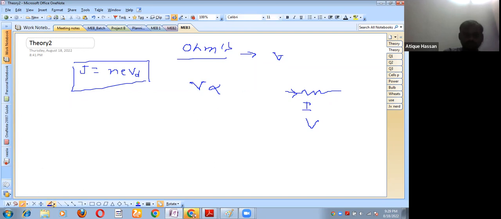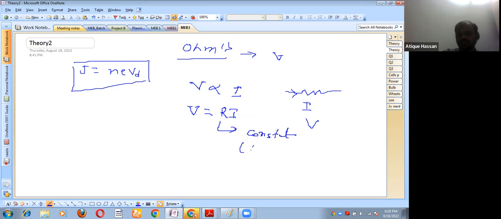So the more the current, the more the potential, or the more the potential, the more the current. This is equal to V is equal to IR, where R is a constant, which is called resistance. And it is valid at constant temperature.